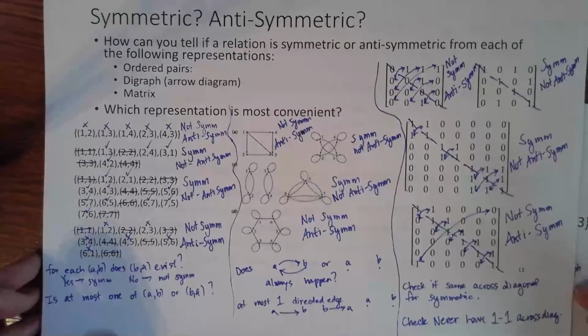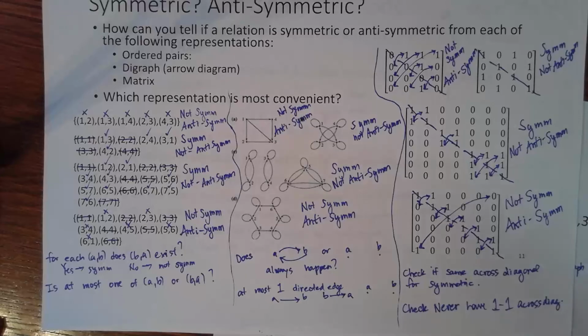So in this particular instance, I do believe that the digraph was probably the most convenient. The diagonals aren't too hard to check, but I feel like the graph is maybe just a little bit easier.